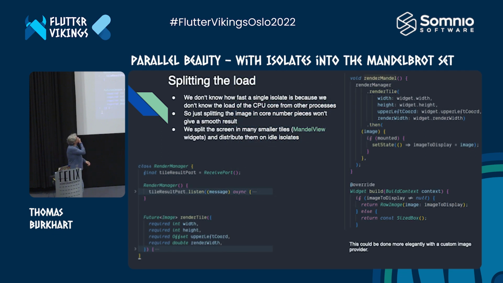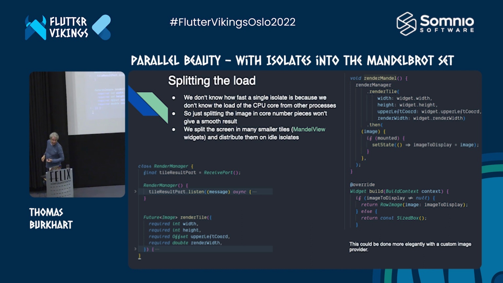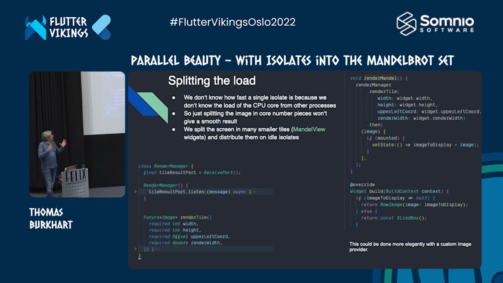Now, we don't know how fast one isolate is, because we don't know how many other tasks are on this core, for example. So we have no idea which isolate will be ready first if I start to split the load onto several isolates. So for that, we have to organize this somehow. We have a class called RenderManager here, which, if you look at the source code, is very simple in this case. I just use a global variable to access it, and no state management solution or anything like this, to keep it really simple.